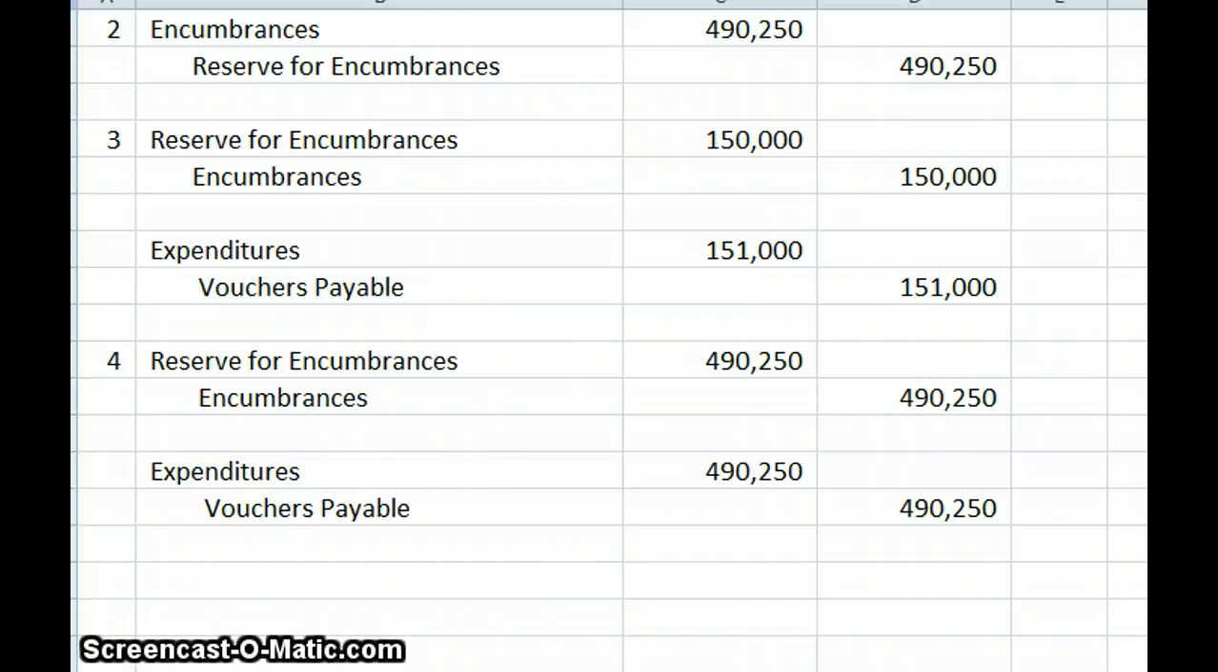It's really a fairly simple topic. It's a little different than for-profit accounting, but it's really kind of a budgetary tool to help us designate that these funds are committed, and not to spend them again. And then once we receive the items, we'll reverse those encumbrances, take them out, and record the actual expenditures.